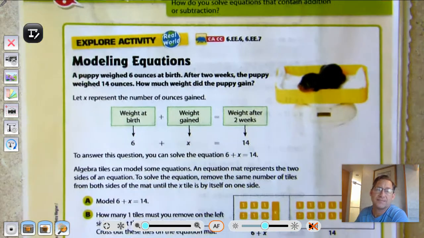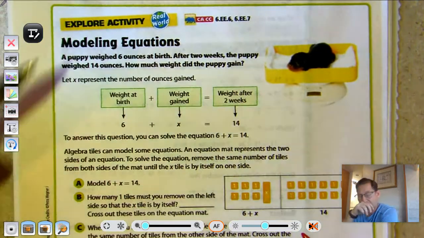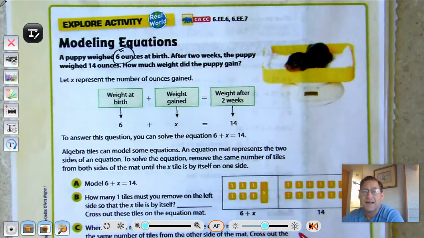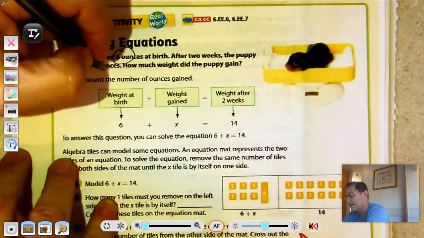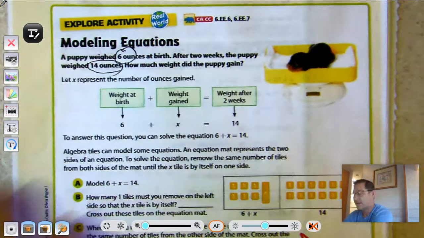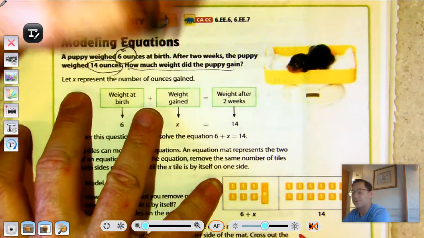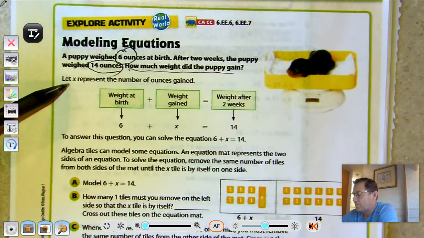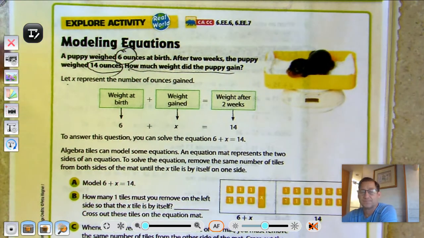All right, we're on page 305 of the 6th grade Go Math middle school version. So let's look at the Explore activity. A puppy weighed 6 ounces at birth. After 2 weeks, the puppy weighed 14 ounces. How much weight did the puppy gain? Here we're going to let x represent the number of ounces gained.